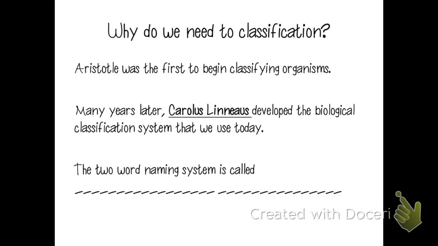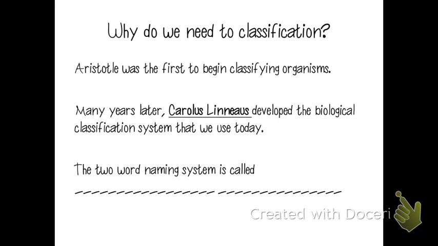Aristotle is the first person recorded to actually have been trying to classify organisms. As he observed the world around him, he tried to start figuring out how everything fit together and how everything was related. Hundreds of years later, a man named Carolus Linnaeus developed the biological classification system that we use today. He figured out a way to name organisms as well as classify them into different groups.